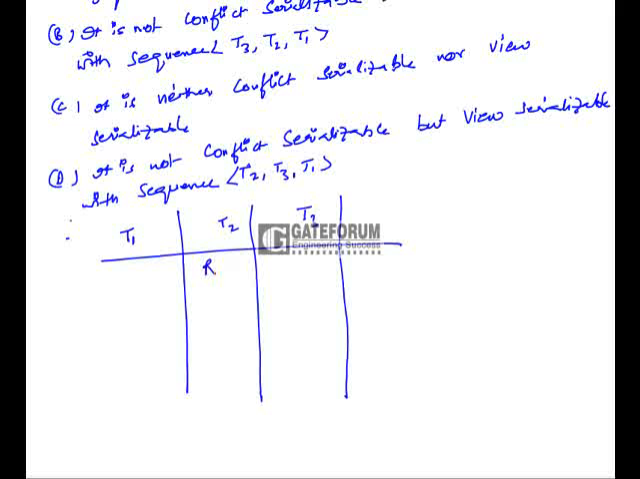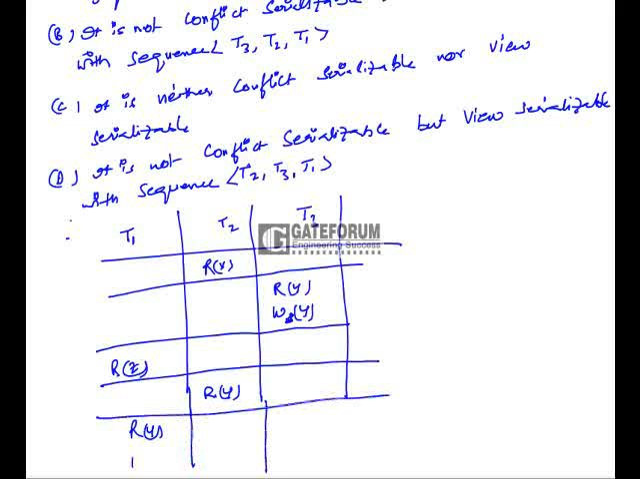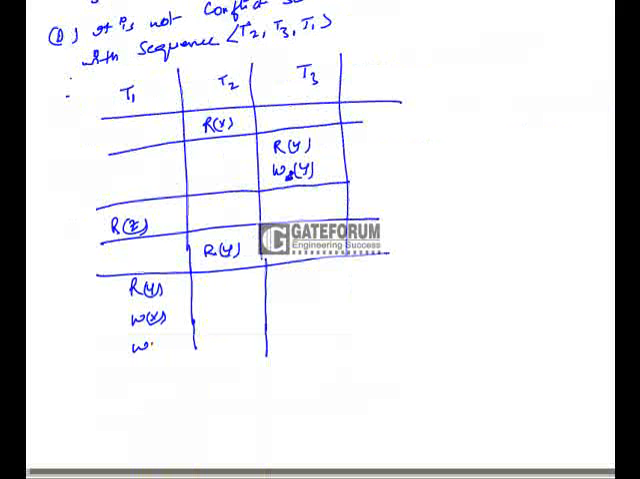First action is performed by transaction 2, read action on X. After that, read action on Y by T3, and then write action on Y by third transaction, and then read action on Z by first transaction, and then read action on Y by transaction 2, and then read action of Y by transaction 1, and then write action on X by transaction 1, and then write action on Z by transaction 1. So this is the given schedule.